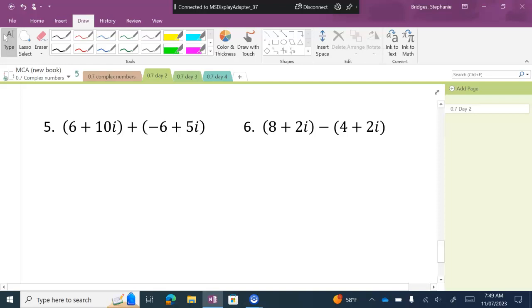What did today's lesson teach? Pay attention to what's in between your parentheses, whether it is a plus or a minus. If it is a plus, really nothing is going to change. If it is a minus, what's in the second parenthesis will. Then combine your real parts together and your imaginary parts together.